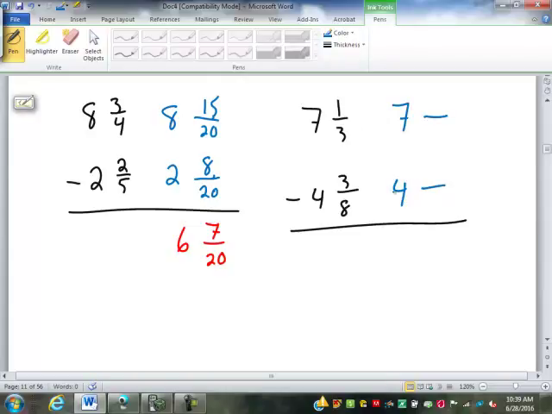What's the common denominator going to be? Careful. 24. What's this going to become? Three times what makes 24? 3 times 8. So 1 times 8 is 8. There we go. And what's going to go down here? 9. Good. 8 times 3 makes 24. So 3 times 3 makes 9.